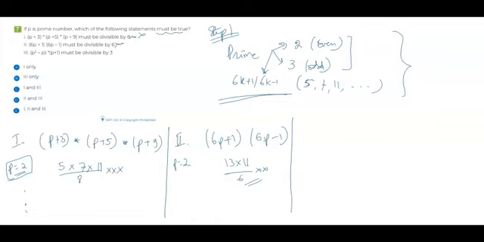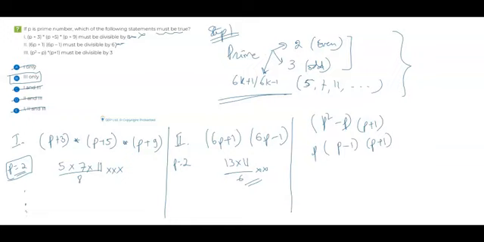Now if you want, you can check the third one, but since neither option 1 nor 2 is true, the only answer possible is option B. And if you want, you can check it very quickly. You have p square minus p times p plus 1, and if you take p common, you'll get p minus 1, p, p plus 1.